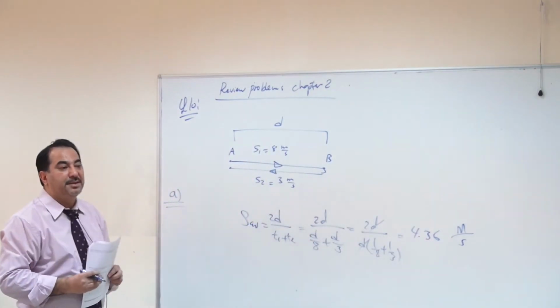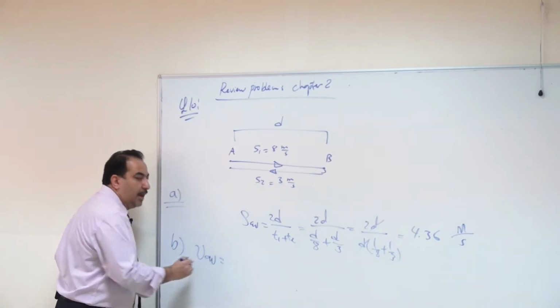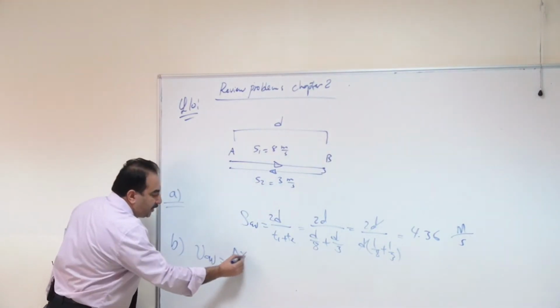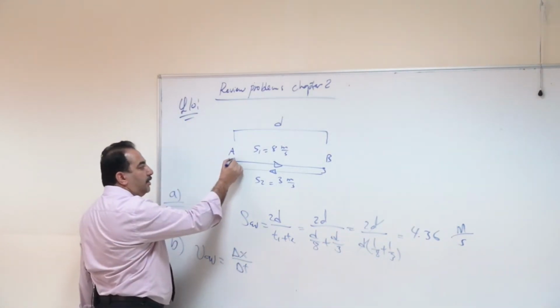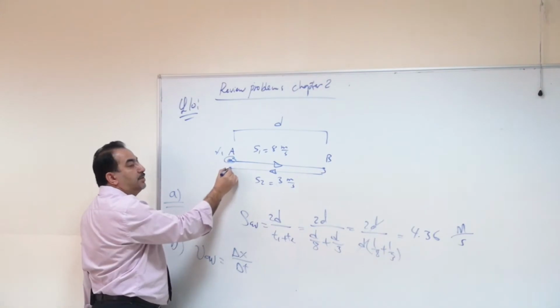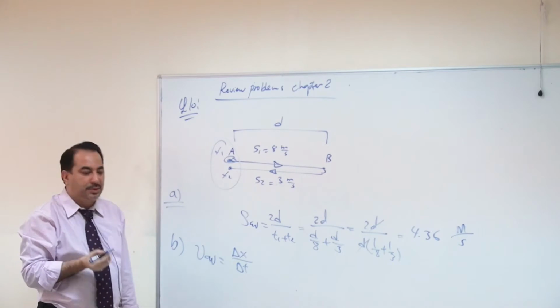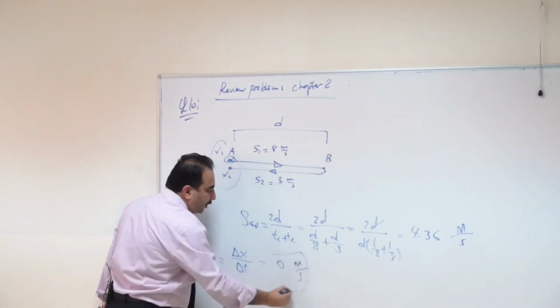Now part B says what is the average velocity for the entire trip? Average velocity, what do you need? Displacement and time. Where did you start? At x1. Where do you finish? At A. What is delta x? 0. So what's the average velocity? 0. So this is the easy part.